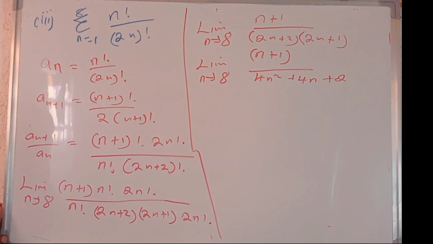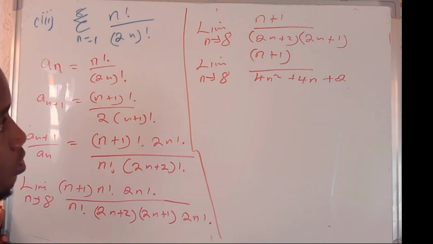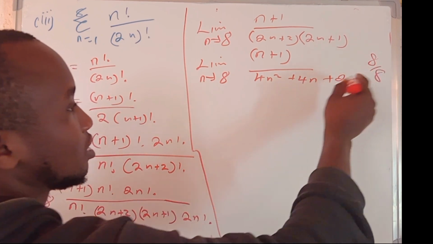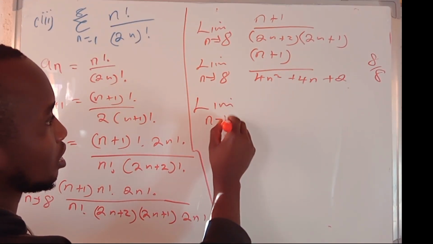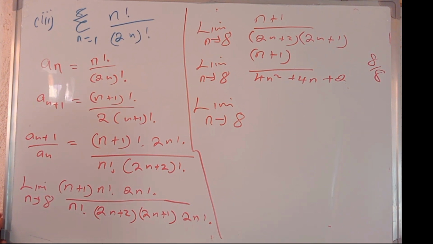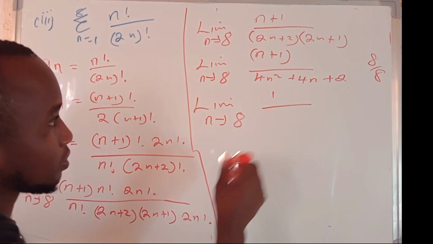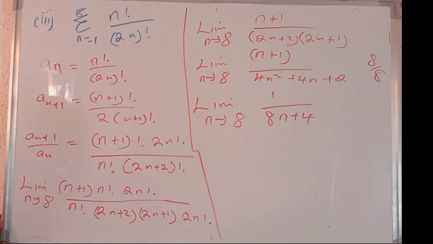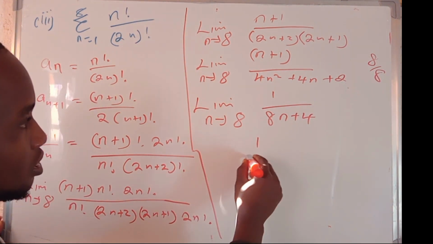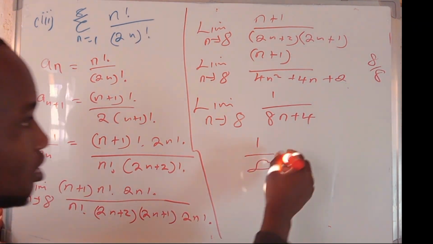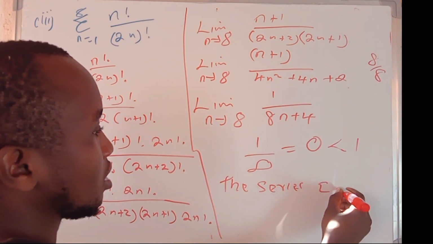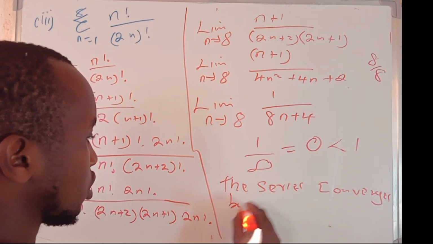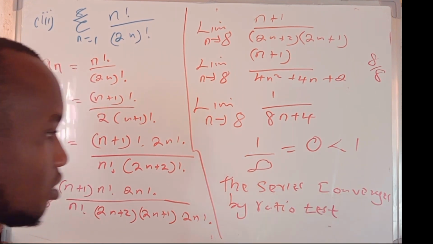Now you can solve. Equate n to be infinity. You have infinity over infinity. This is an indeterminate form. So you use L'Hospital's rule to make it determinate. You differentiate the numerator and denominator separately: 1 divided by 8n plus 6, which is equal to 1 over infinity. 1 over infinity is 0. And 0 is less than 1. So the series converges by the ratio test.